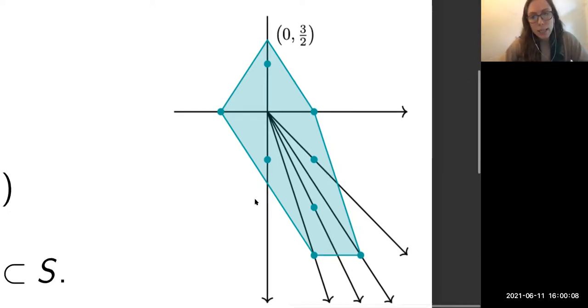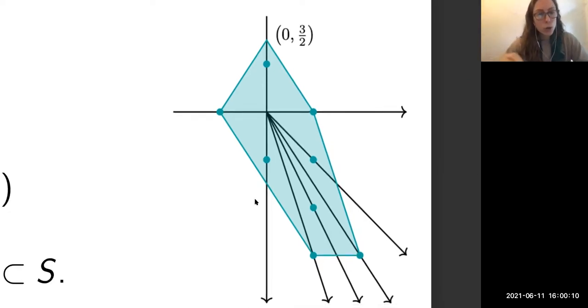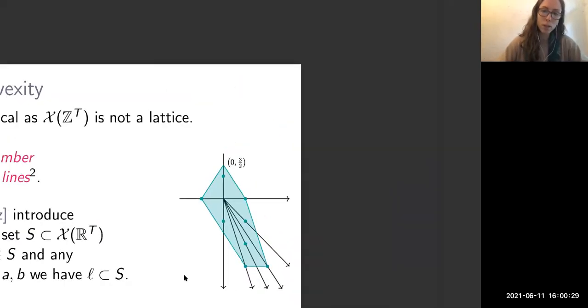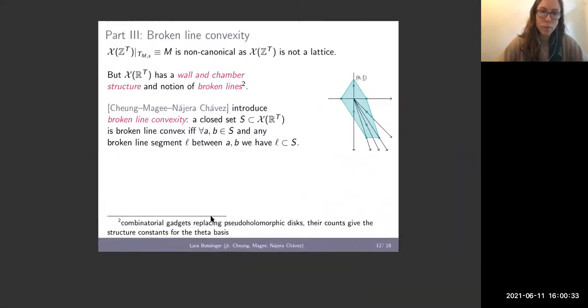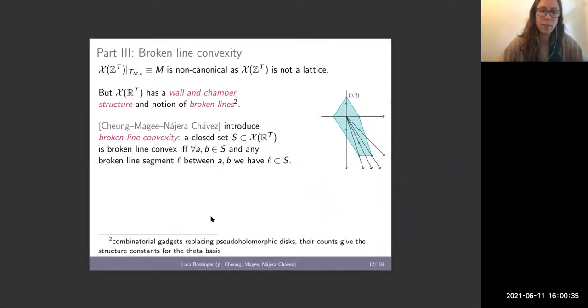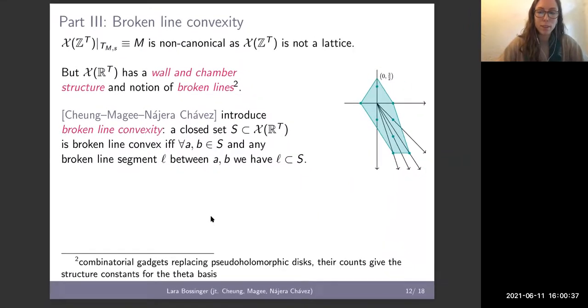And additionally, after realizing in a seed, a broken line convex set will be convex in the classical sense. The only difference is really that when I take the broken line convex hull of a certain set of points, it might be a bit bigger than the classical convex hull. Let's try to make this a good size again.